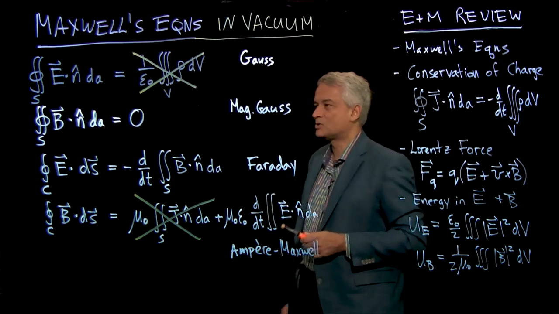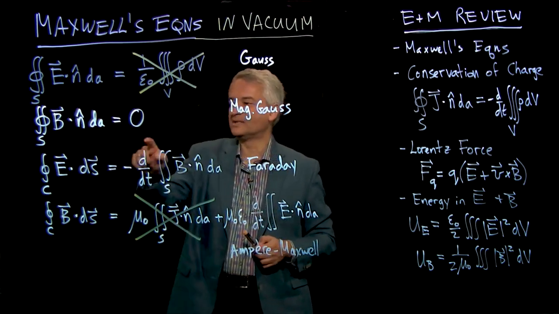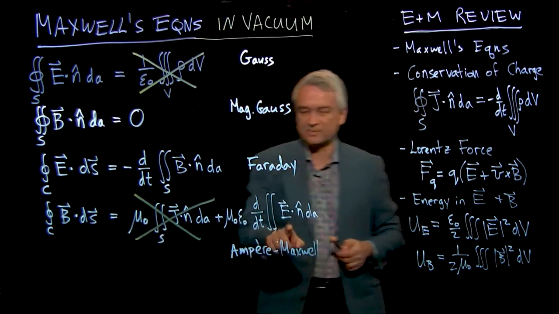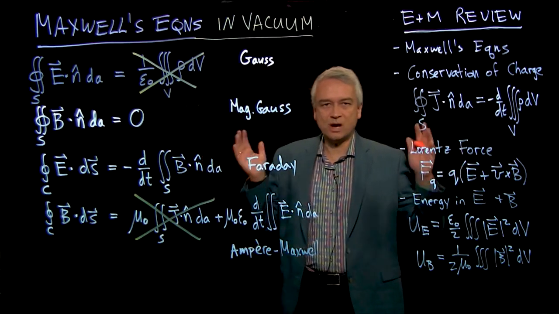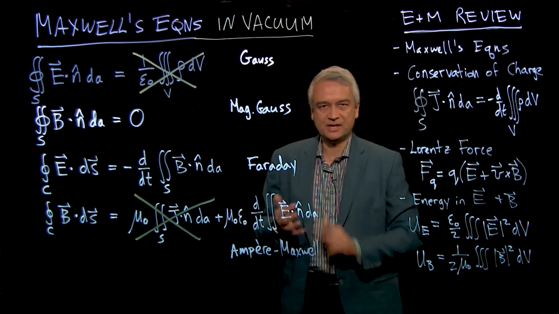Let's just check and make sure. If E is 0, this equation is satisfied. If B is 0, this is satisfied. If E and B are both 0, this is satisfied. So if there are no charges and currents, one perfectly legitimate solution to Maxwell's equations is no fields. No E, no B, nothing.